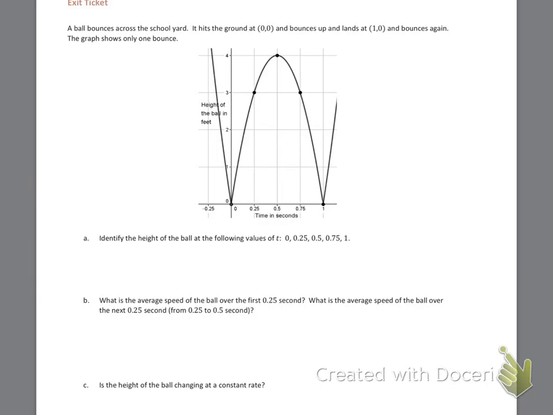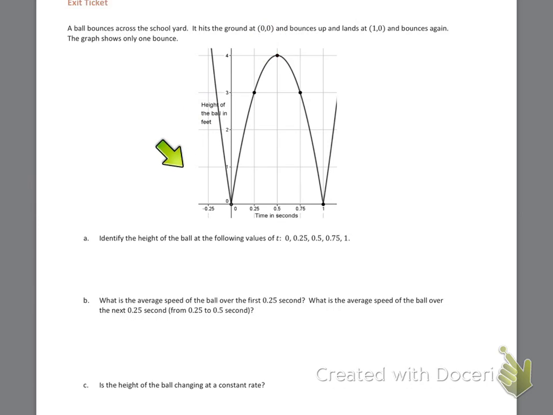Okay, so you're given this graph, and this is a graph of a ball bounce. The x-axis is showing us the time. This is one bounce. So our time interval here is between 0 and 1 second. At time 0, it hits the ground, bounces up, and back down in 1 second. At half a second, it's hit its highest bounce, and that's 4 feet.